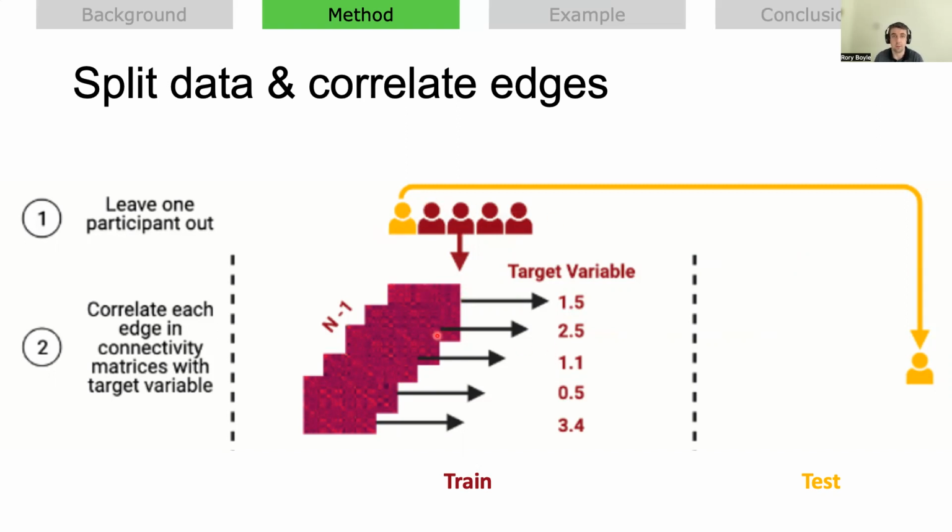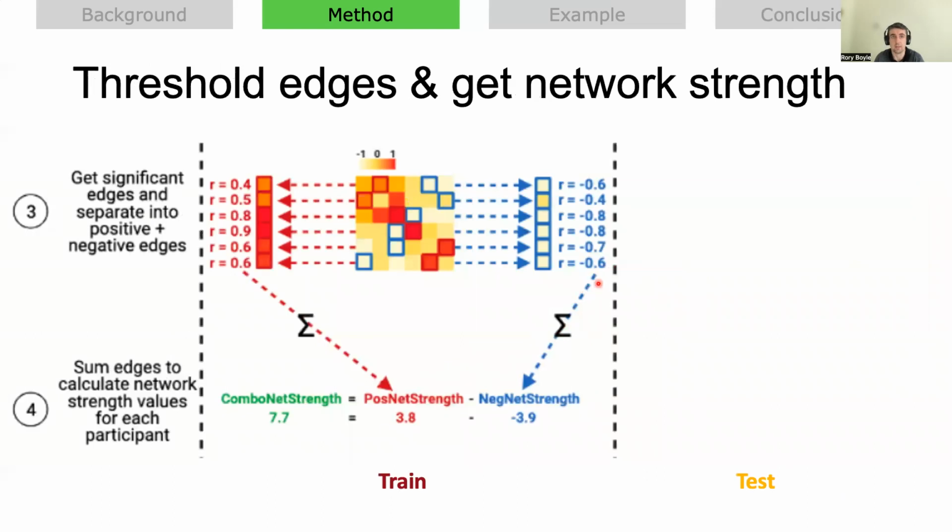So in step 1, you leave your test participant out, so leave them to the side, and then you focus on your training set or your training data. So in the training data, you correlate each edge in the connectivity matrix across participants with your target variable. And following the correlation, you then obtain the statistically significant edges, beyond some p-value threshold, typically 0.01. And you separate these edges into edges that are positively associated with the phenotype and edges where connectivity strength is negatively associated with the phenotype.